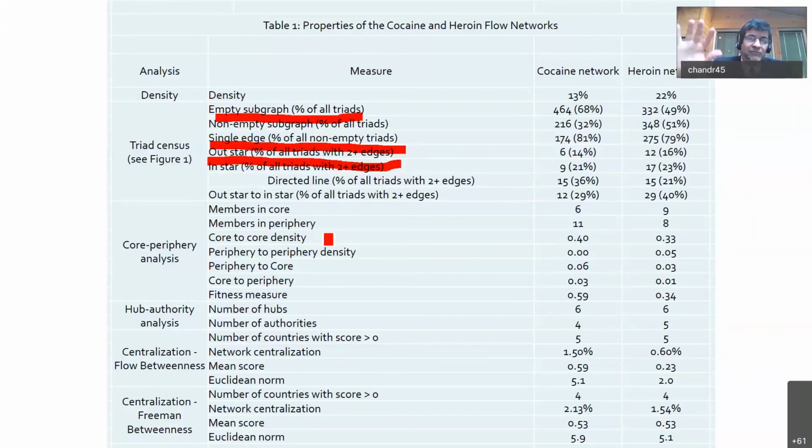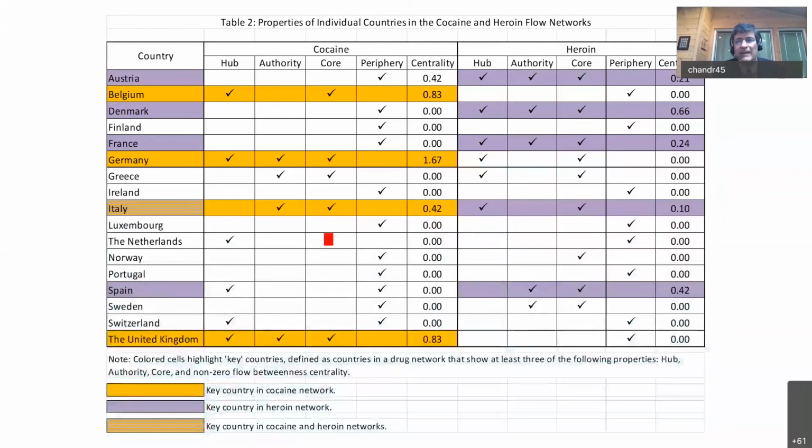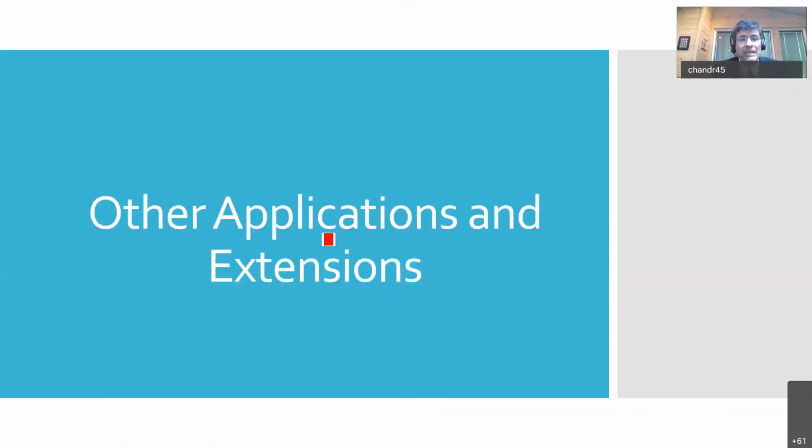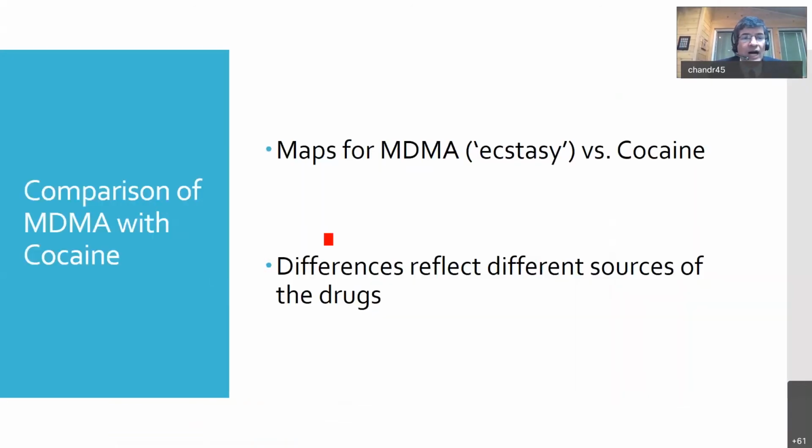Okay? And this may have to do with the multiple sources. Remember, you have a golden triangle and a golden crescent, at least geographically, where in South America, it's essentially one geographic source for the cocaine, but that's speculation. Okay, and I'm going to skip over this because I'd like to leave time for Q&A. Let me talk about a couple of other applications and extensions. So we did a paper on MDMA, which is popularly known as ecstasy.